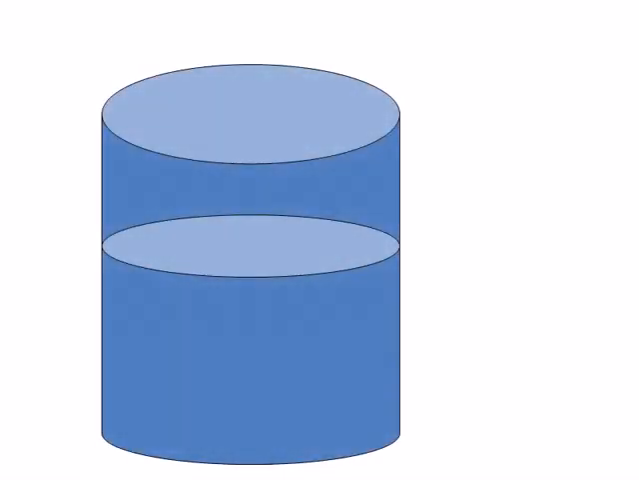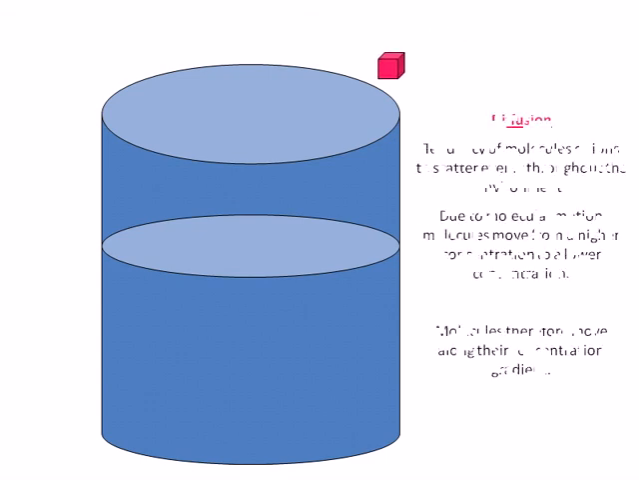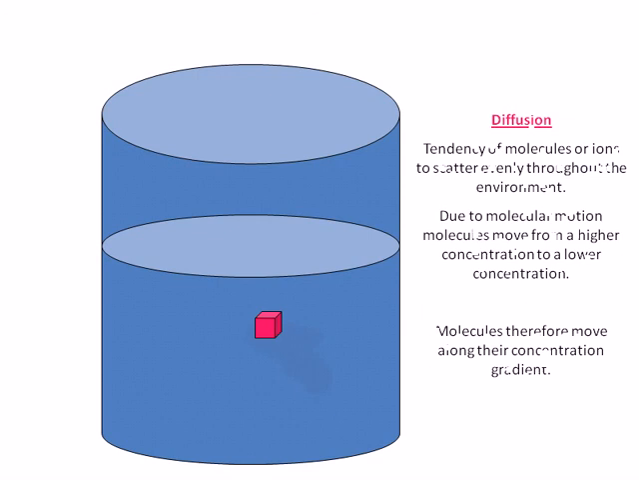So once again, in an open environment, molecules or ions tend to move from a place of higher concentration to a place of lower concentration. This is known as free diffusion. Molecules tend to spread throughout their environment until equilibrium is reached. And equilibrium means that the molecules are now evenly distributed throughout the environment and diffusion can no longer occur.